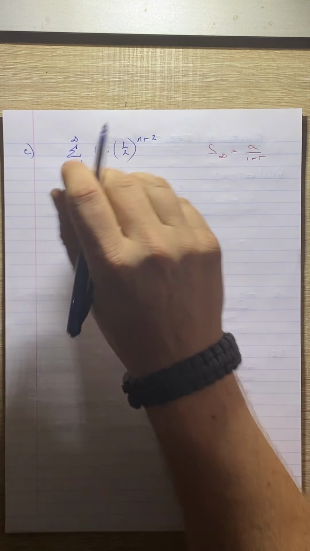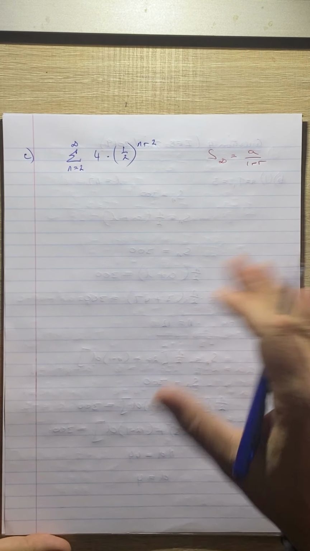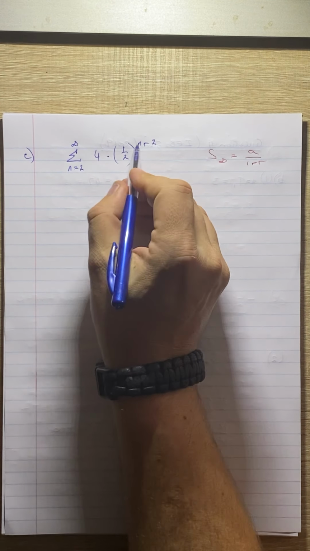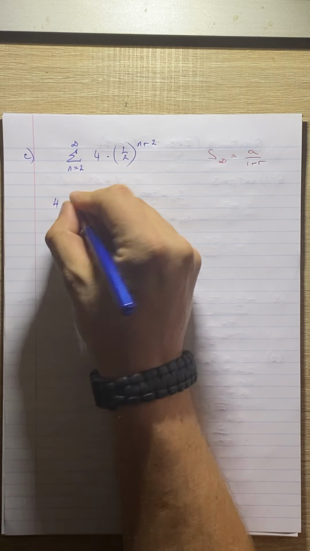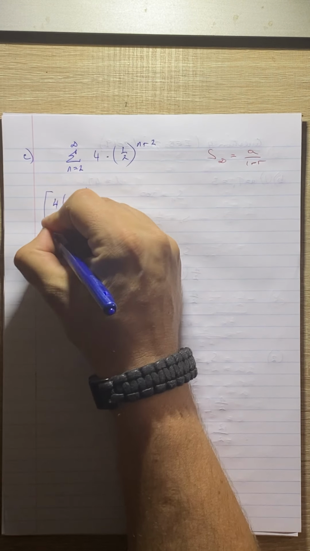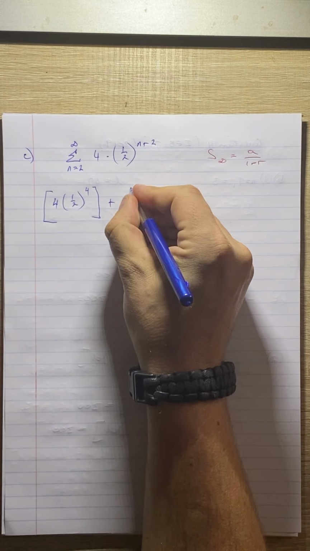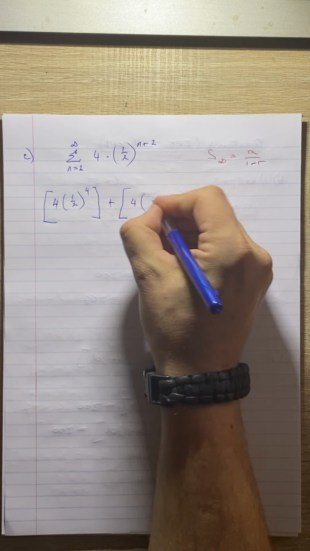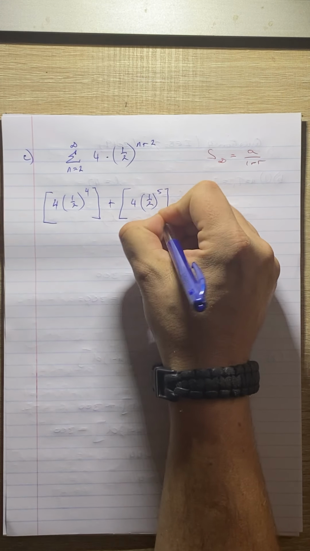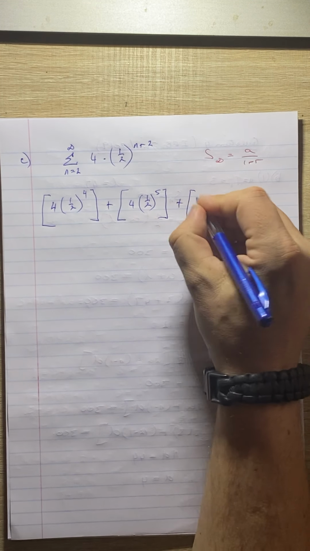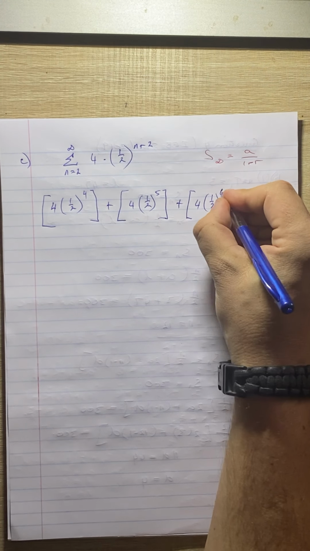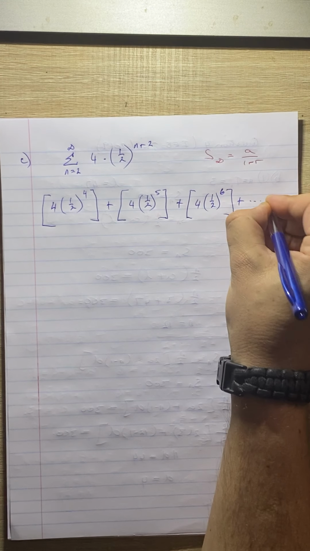Remember, always with sigma, always expand it, write out your first 3 terms. We've got to start at 2, so I'm going to put 2 in there, and we get 4 times a half to the power of 4. So that's our first term, plus 4 times a half, now I'm going to go to 3, so that gives us to the power of 5, plus 4 times a half, now I need to go to 4, which is to the power of 6, plus, and we carry on and on.